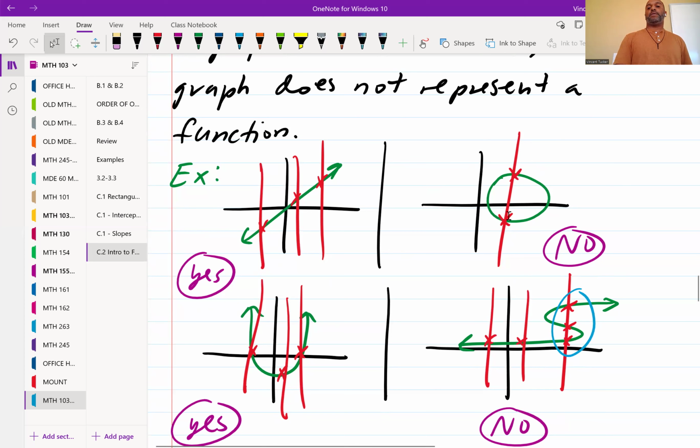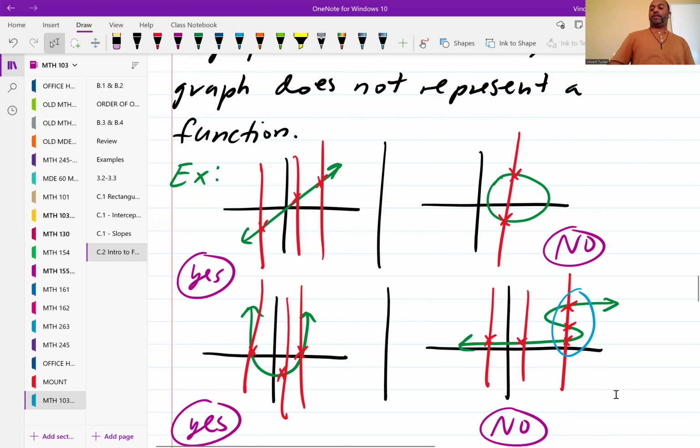See how I touch the graph? I mean, the vertical line touches it twice. The red line is your vertical line. That's the vertical line test. The green line is your graph. So here, the green line is this slanted line. That's your graph. Here, the circle is your graph. Here, the U shape is your graph. And whatever the shape is, the squiggly line is your graph.